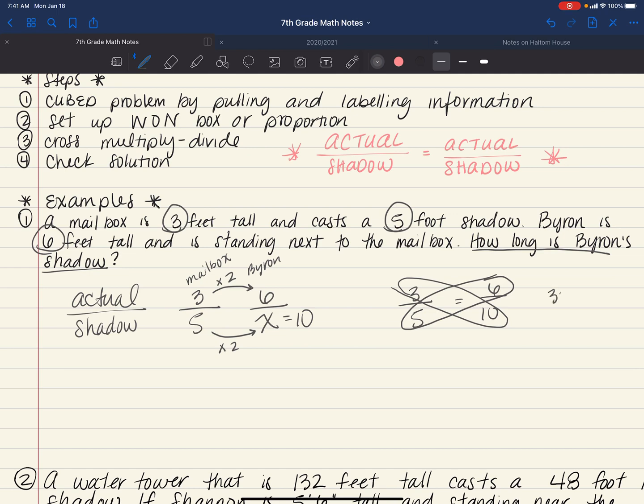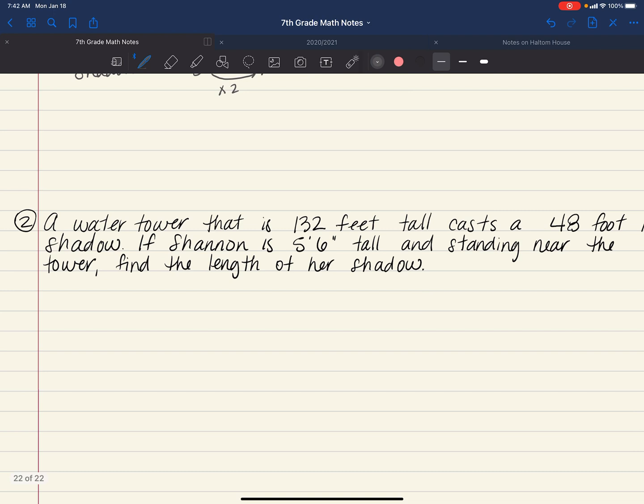3 times 10 equals 30, 6 times 5 equals 30. I'm good to go. I have just gone through every single one of my steps. I cubed the problem, I set up a one box, I cross multiplied, divided, and I checked the solution. Let's do this all again with question number 2.